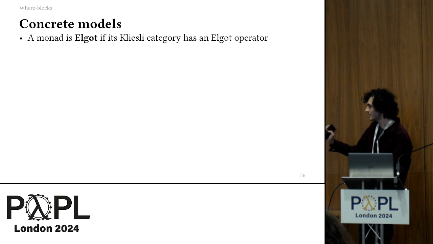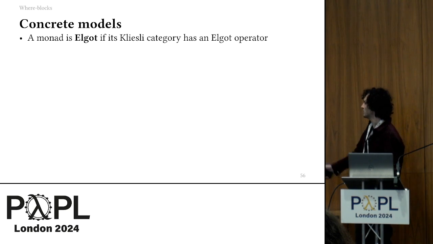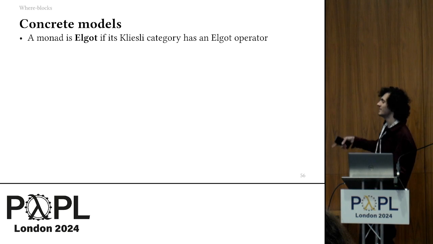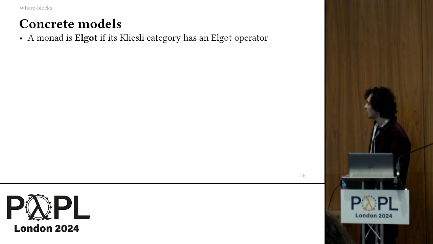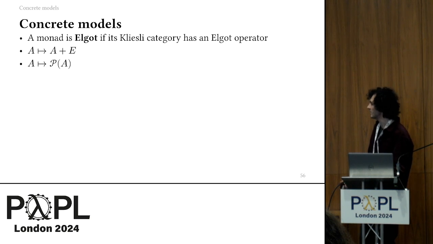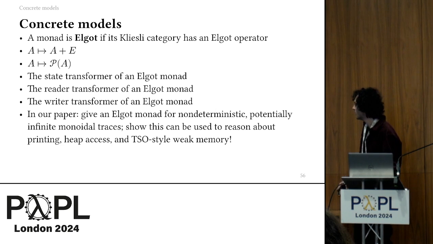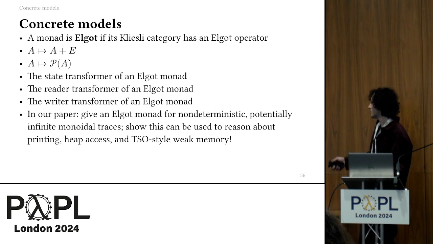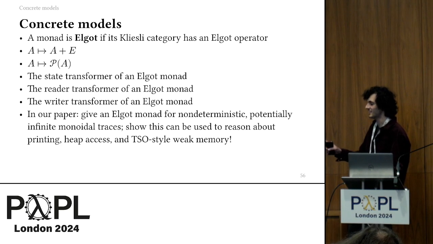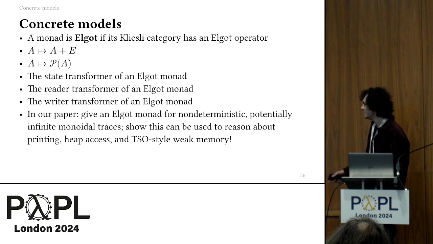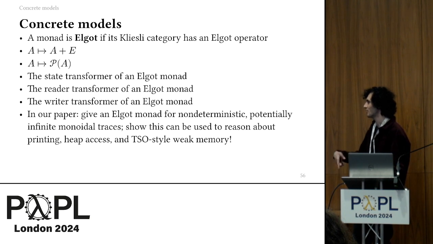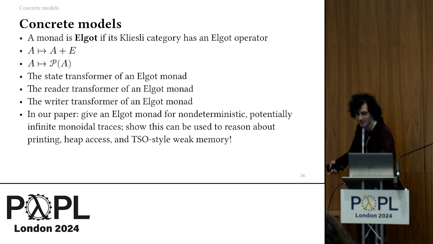So make sure our models make sense. We have lots of concrete models. So a monad is LGOT if its Kleisli category has an LGOT operator, and lots of common monads are LGOT. So we've got result as well as option. We've got non-determinism. The state transformer of an LGOT monad is LGOT, the reader transformer, the writer transformer. And so in our paper, we actually give an LGOT monad for non-deterministic and potentially infinite monoidal. And this lets you reason about all kinds of things like printing, heap access, and TSO-style weak memory that I wish I had time to talk about. And now that I've watched all the previous presentations, I realize it would have been a better topic for GALOP', but alas.